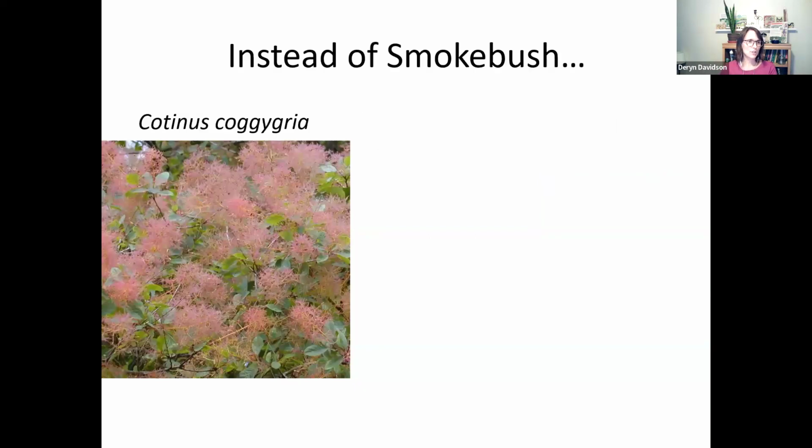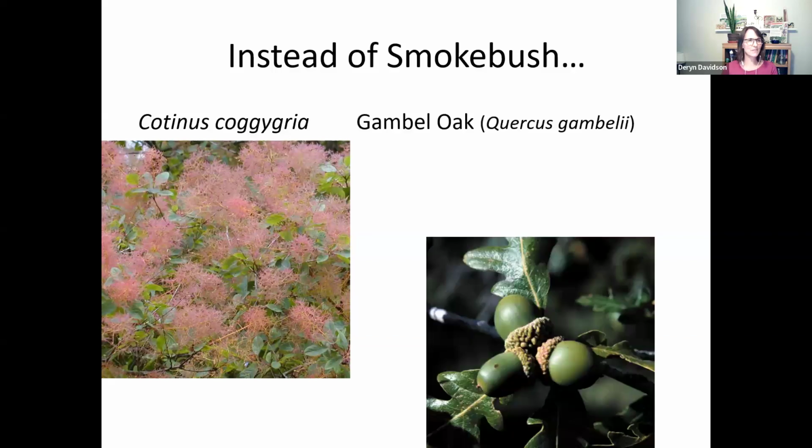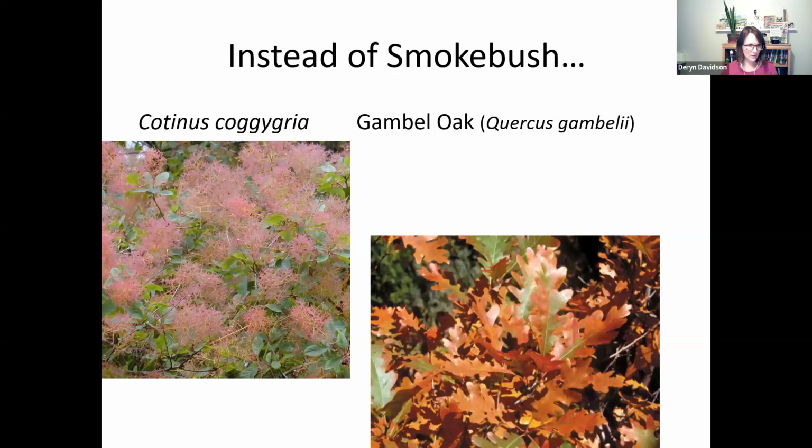Instead of smoke bush. Now, here's one. Smoke bush is very cool looking. You know, it gets the pink poof things that people plant it for. And you know, they don't really take a ton of water, but we needed to find an alternative for it. And so we're going with Gambel oak. So this is our native oak tree. It's a small oak tree. You can see the acorns there.